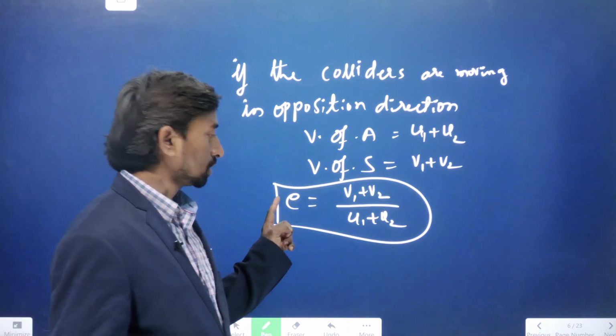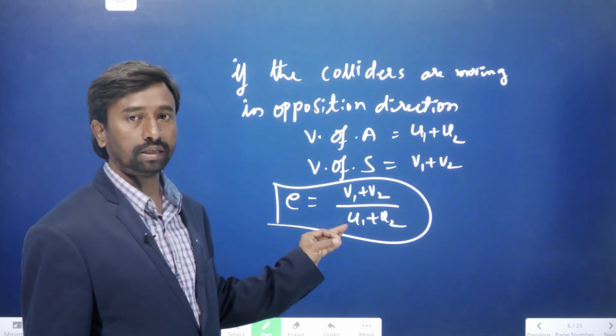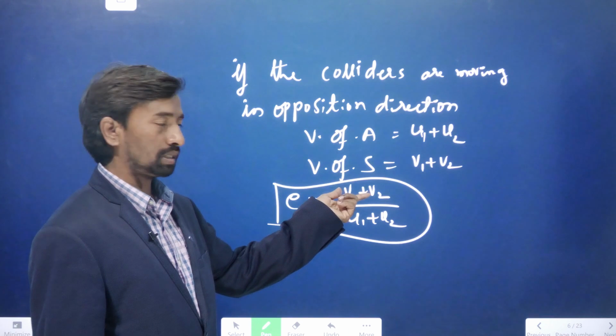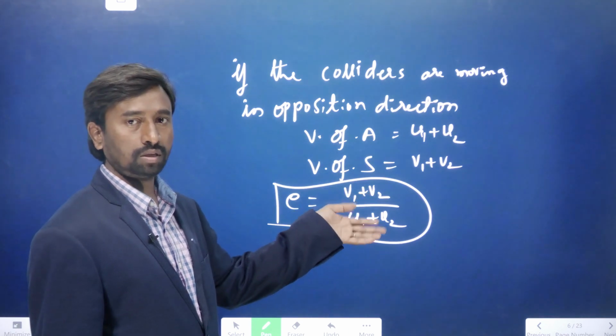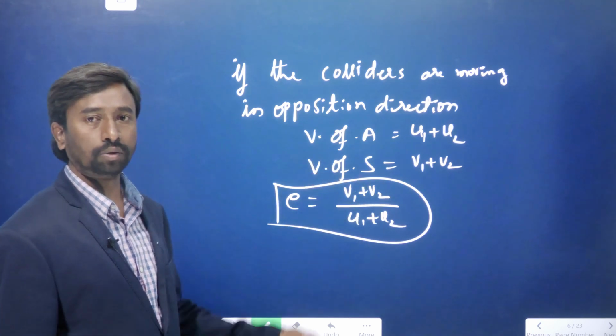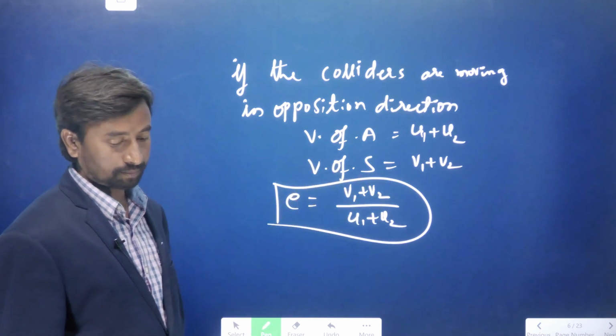In inelastic collision, this coefficient of restitution is a unitless and dimensionless quantity because it is a ratio of velocities. Velocity of approach and velocity of separation, both are velocities. They will be measured in meter per second only, so they will cancel. So we get a unitless and dimensionless quantity.